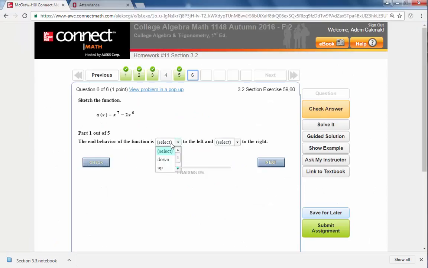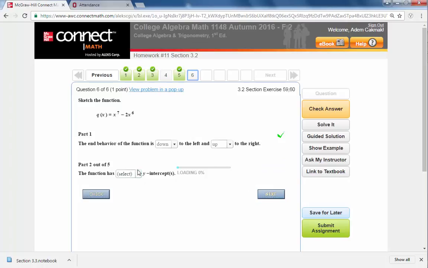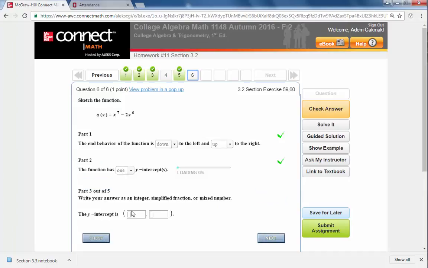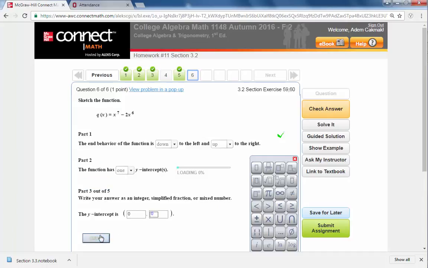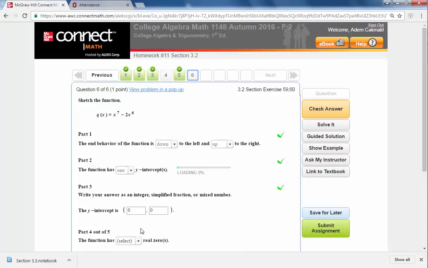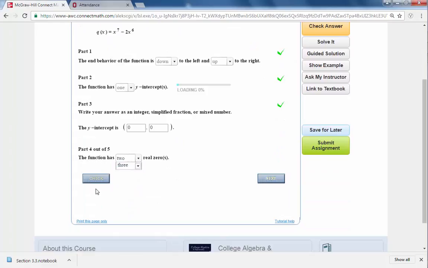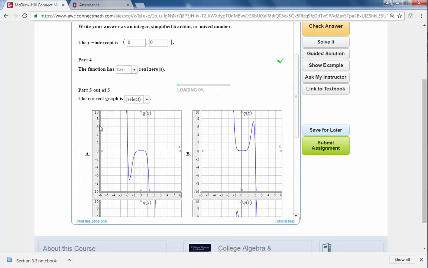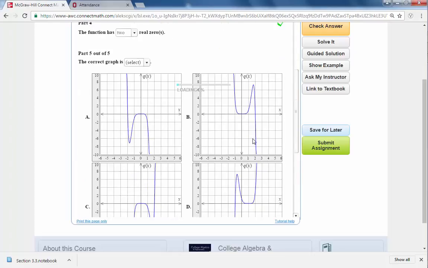Okay. Both, left side was down, right side was up, right? The function has how many y-intercepts? A function cannot have more than 1, by the way. So it's ridiculous to choose 2. It has 1 y-intercept. And that one was 0, 0. And the function had how many x-intercepts? Zeros are x-intercepts. 2. And they were 0, 0. No, they are not asking it. Okay, they're not asking directly.